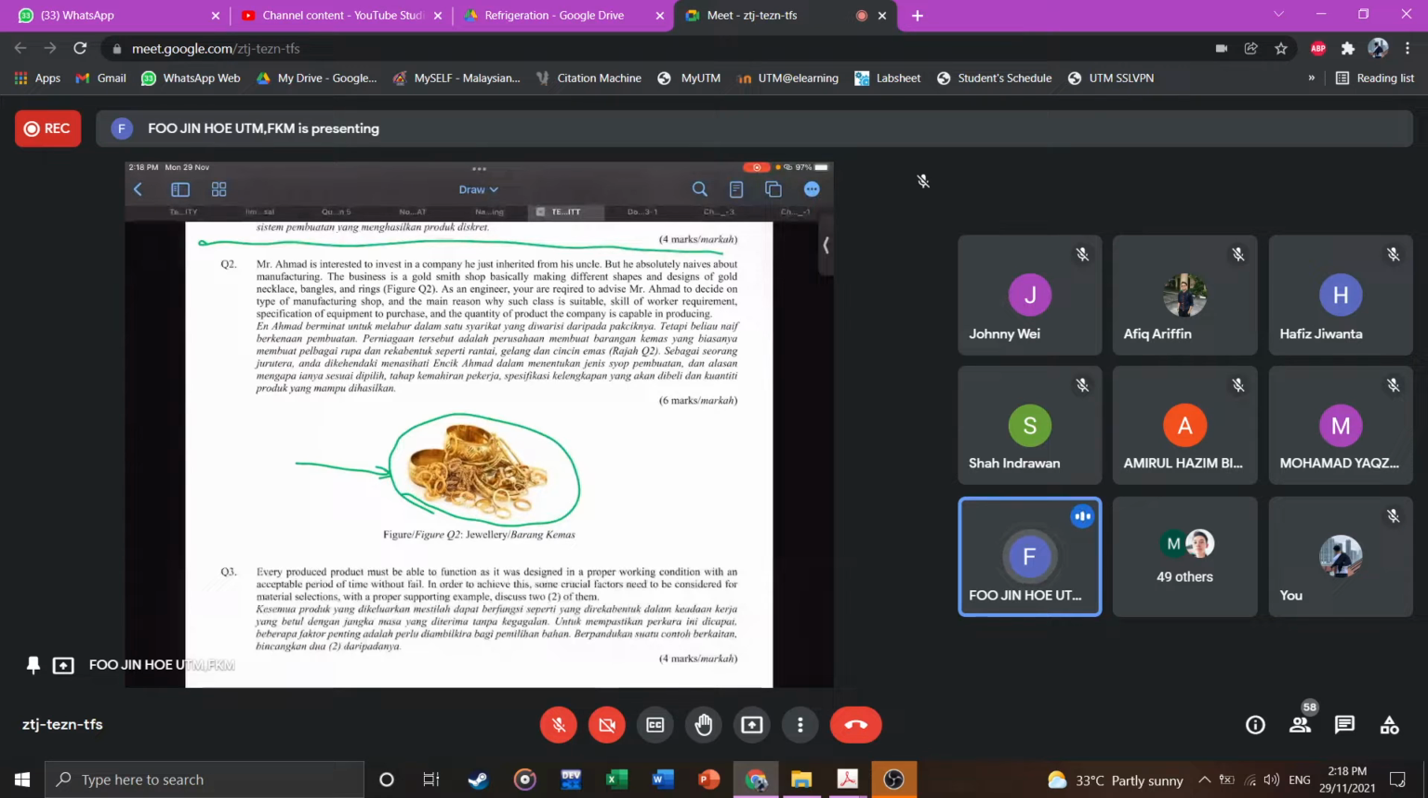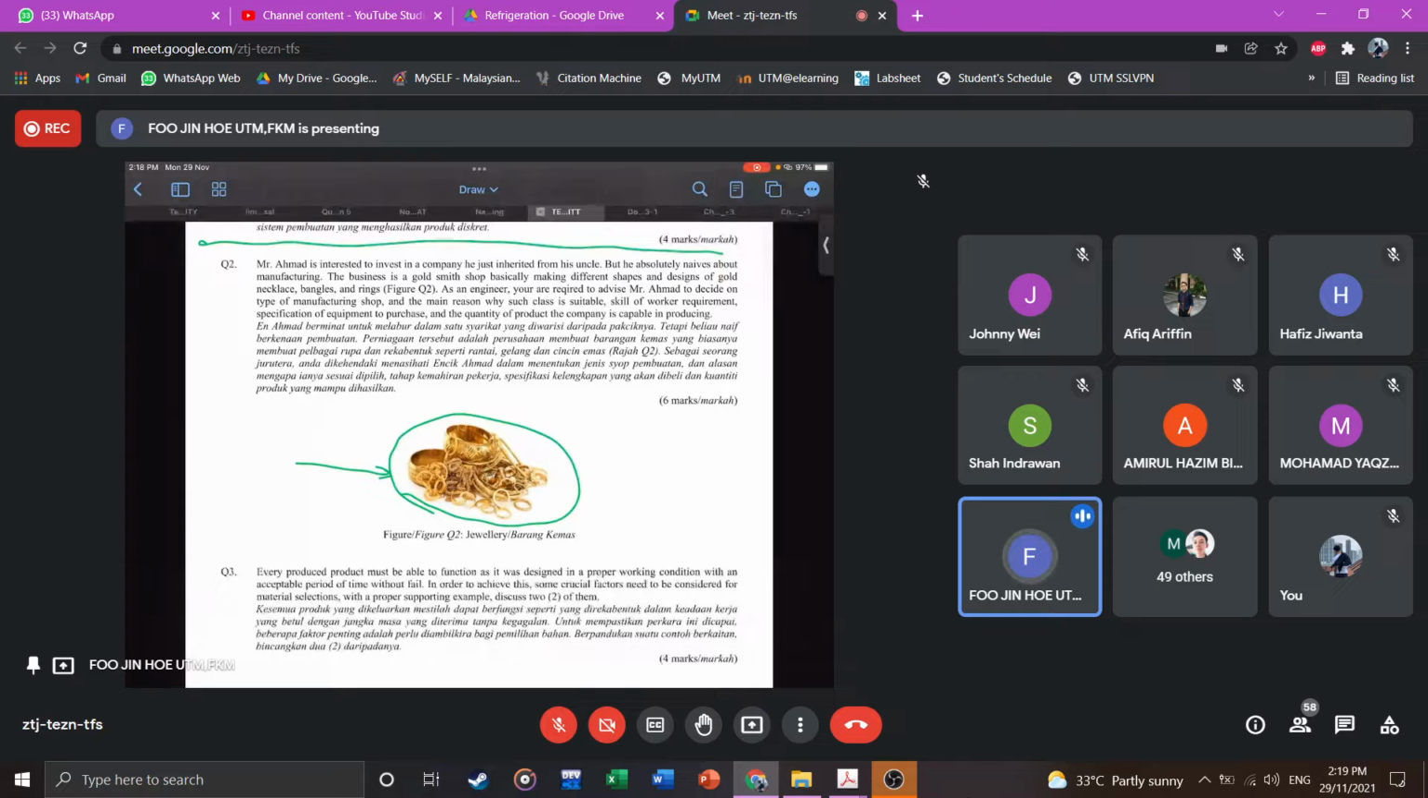So here it says that Mr. Ahmad is interested to invest in a company he just inherited from his uncle. I wish I had an uncle like that. But he is absolutely naive about manufacturing, so he doesn't know anything about manufacturing. We're trying to create a story here. The business is a goldsmith shop, basically making different shapes and sizes of gold necklaces, bangles, and rings, as shown in figure Q2 here. As an engineer, you are required to advise Mr. Ahmad to decide on the type of manufacturing shop. So here it tells you the type of shop.